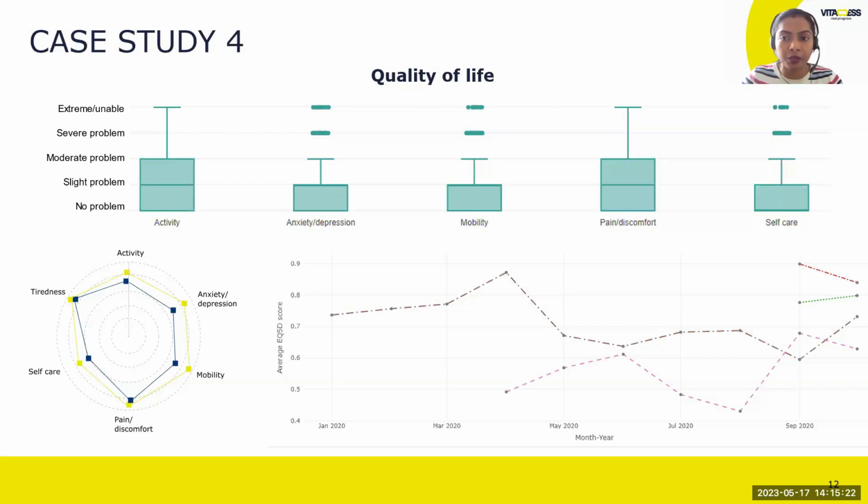Here in this particular visualization, on the top you can see a simple box plot, which we have used to represent the EQ5D data: usual activity, anxiety, mobility, pain or discomfort, and self-care. Here we could see that most of the patients in the study ranged from no problem to moderate problem, although we did have some of the participants in the extreme and severe conditions as well. So this is one type of representation based on what you want to convey to the group you're trying to tell a story about.